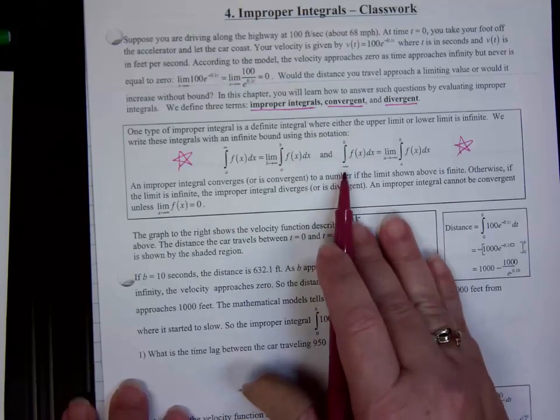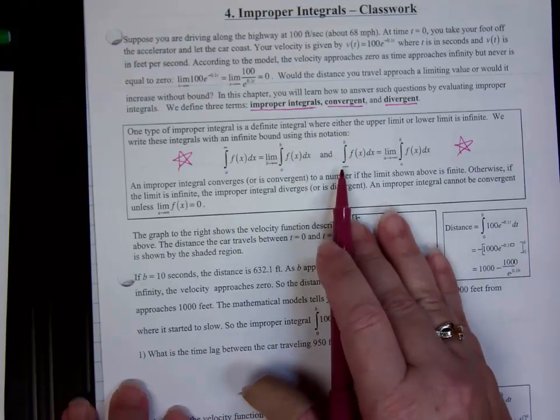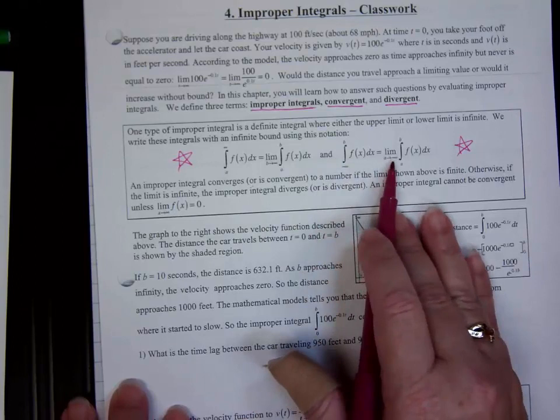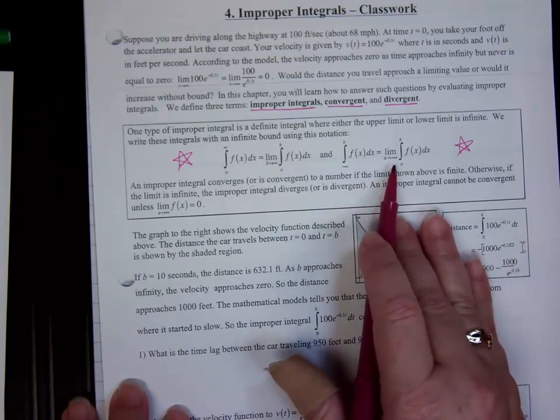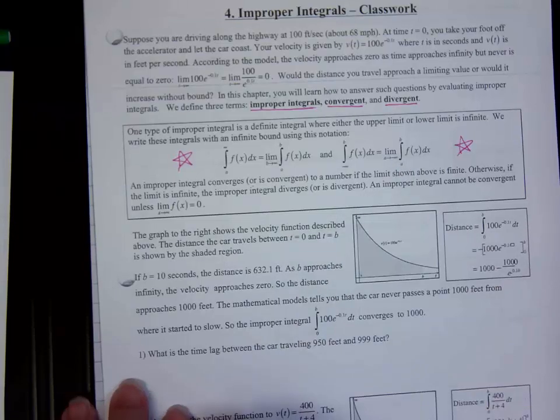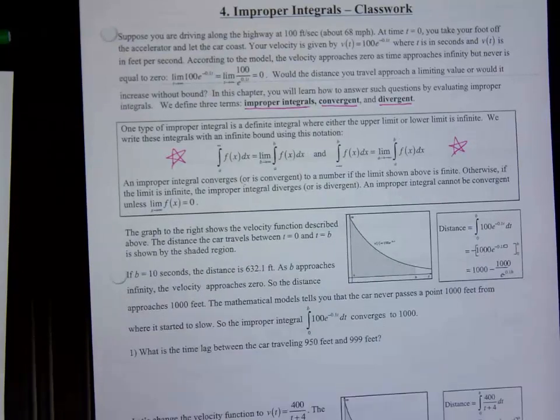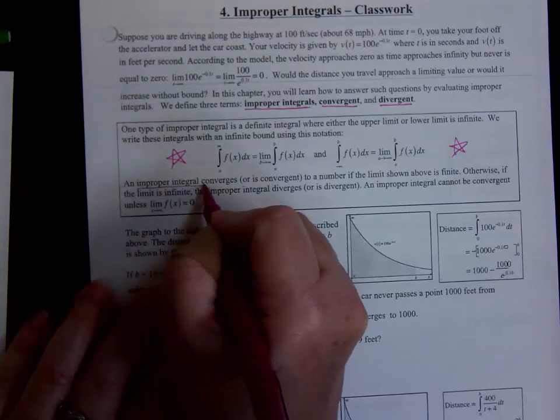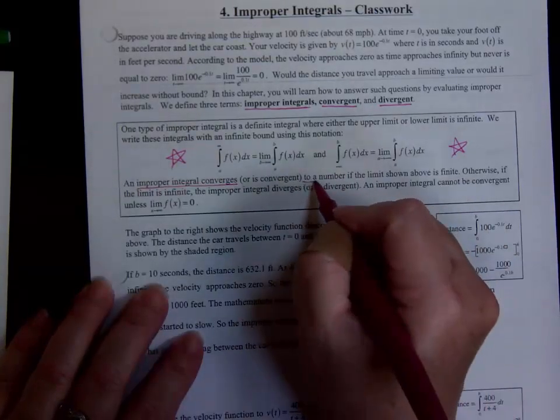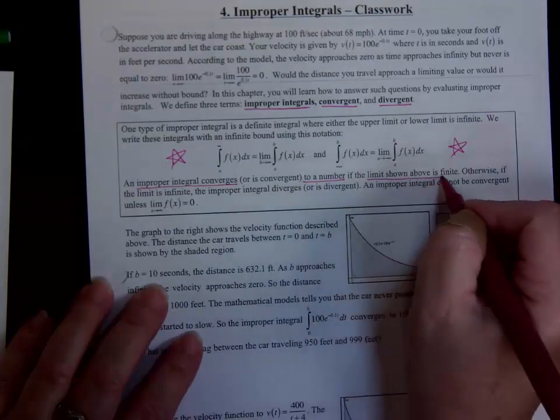On the flip side, if the bottom a is infinity, then you change the bottom to an a, and then say the limit as a approaches negative infinity. And then work the problem. Okay? So in just a minute, I'm going to show you mathematically how that works and what's going on. Now the next part is the one that's really kind of difficult to understand, so I need you to listen very carefully. An improper integral converges to a number if the limit shown above is finite.